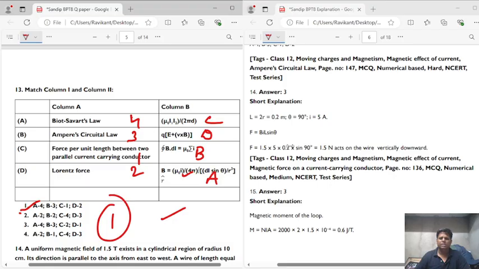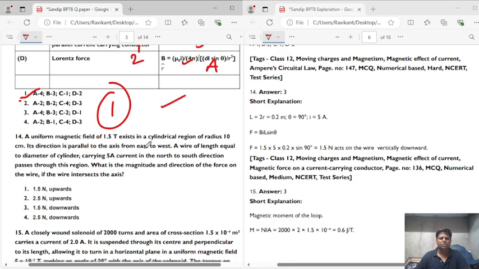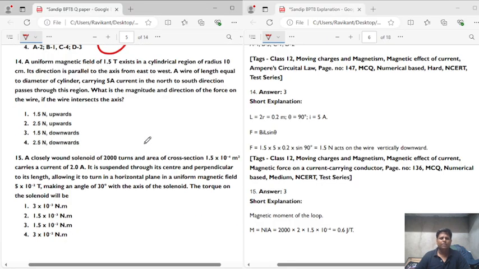Now let's get into question number 14. Question number 14 says that a uniform magnetic field of 1.5 Tesla exists in a cylindrical region of radius 10 centimeter. Its direction is parallel to the axis from east to west. A wire of length equal to the diameter of the cylinder, carrying a current of 5 ampere in the north to south direction, passes through this region. What is the magnitude and the direction of the force on the wire if the wire intersects the axis?